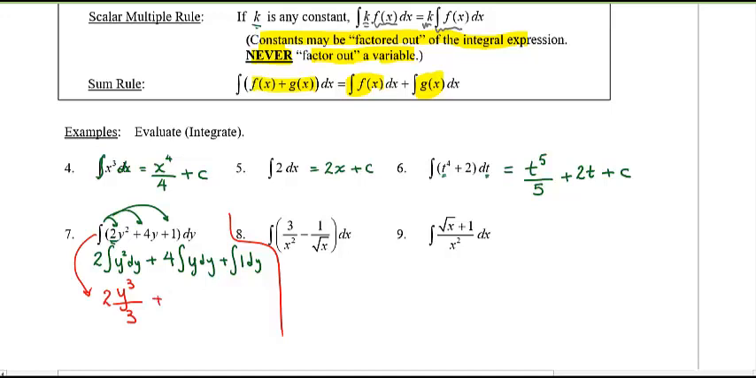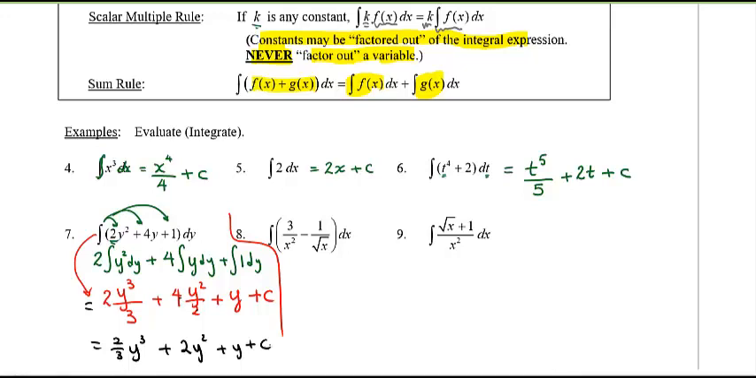Okay, the next one, integration of y. That becomes y squared over 2. I guess we still have the 4 in front. And then the integration of 1 dy, that's of course just a linear function y. And then now we can put the plus c. Okay. Similarly, now you can simplify, so 2/3 y cubed. 4 divided by 2 is just 2y squared plus y plus c. There you have it. Okay.